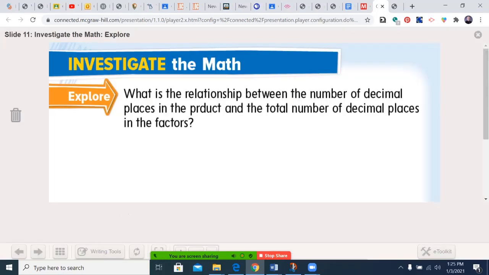Looking first at the Investigate the Math, this part is not in your textbook. What is the relationship between the number of decimal places in the product and the total number of decimal places in the factors? Remember, the factors are the numbers used to do a division or multiplication problem, and the product is the answer. So if there are 4 decimal places in your factors, there must be 4 decimal places in your product.